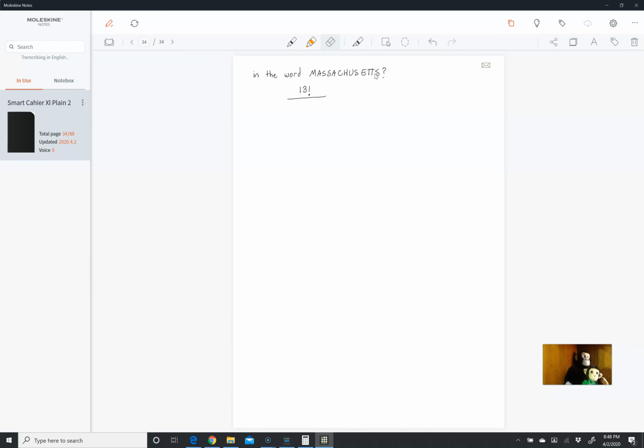So we're going to look across. There's only 1 M, but there are 2 A's. So we're going to divide by 2 factorial to get rid of the way that the A's repeat. Then we go to the S's, and there are 4 of them. So there are 4 factorial ways to arrange them. The A we already took care of. There's only 1 C, so we don't have to worry about it. There's only 1 H, 1 U, 1 E, but there are 2 T's.